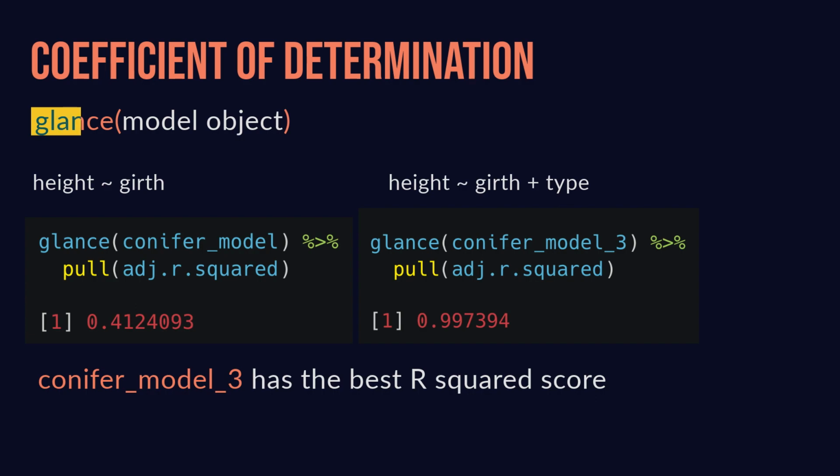The glance function from the broom package can be used to pull the R-squared values. Simply call the glance function with the model object and use the function pull from the dplyr package to extract the adjusted R-squared values. Looking at these values, we see that conifer_model that models girth versus height has the lowest R-squared value of 0.412, and model 3, which takes into account both the girth and type of the tree, has the highest R-squared value of 0.99. Thus, based on the R-squared parameter, we can say that model 3 is the best model.